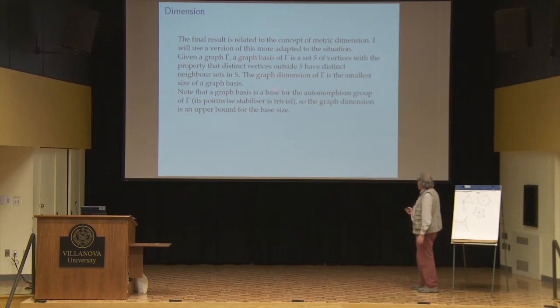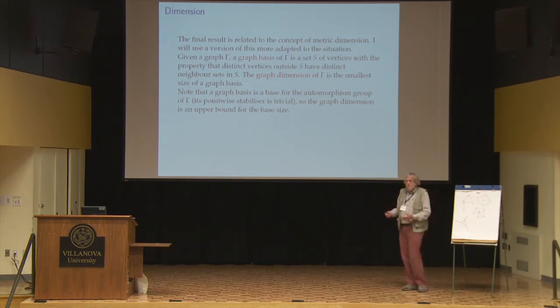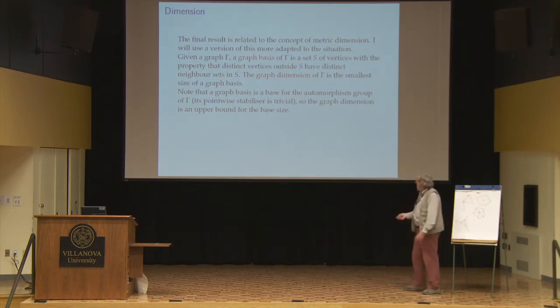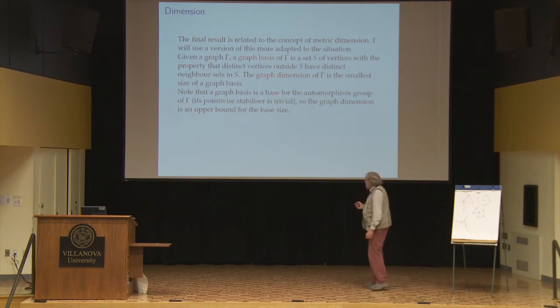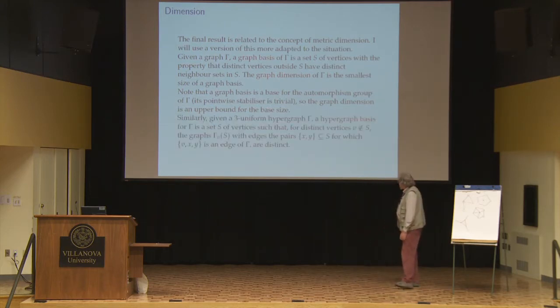So a graph basis is a base for the automorphism group in the sense that its pointwise stabilizer is trivial, because if you fix all the points in a base, everything else is uniquely specified by its relations to the base, so everything else will be fixed. So the pointwise stabilizer of a graph basis is trivial, and a graph basis is a base for the automorphism group. And so there is a connection between this kind of basis and a base for the automorphism group.